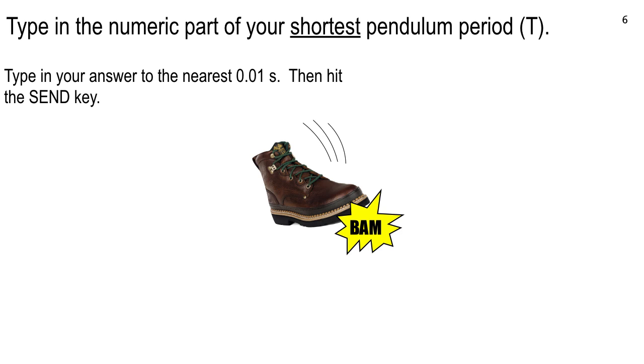Hey, you guys, was that from one of the longer pendulum lengths? You guys have typed in 1.31. Who had that? Is that you guys? Was that one of your longer pendulums? Look at the data. Oh, wait a minute. This is shortest period. Okay. Yeah. Okay, good. I forgot about that. Yeah, so shortest period.